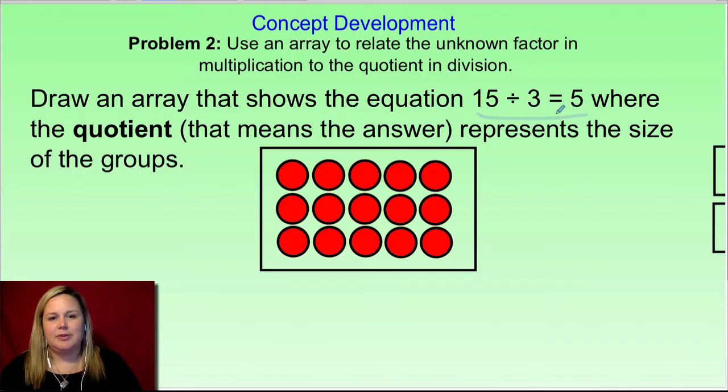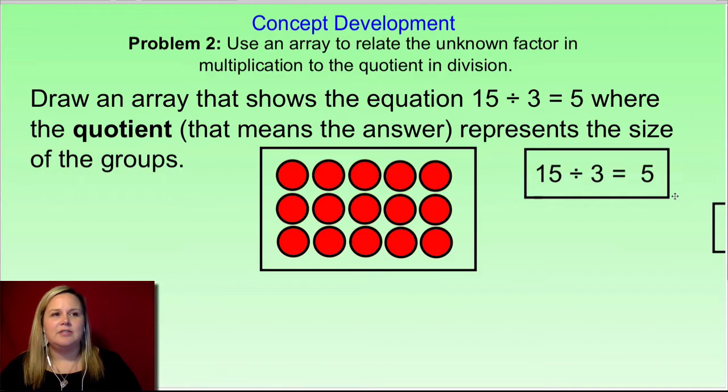Think back to when we talked about how the number of rows or groups times the number in each group gives you your multiplication equation. Go ahead and write that down on your dry erase board. If you're not ready, make sure you click pause because I'm going to share what I came up with. There we go. All right, so there's my division equation.